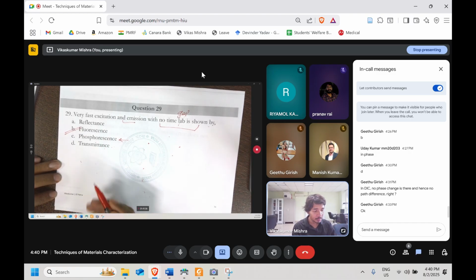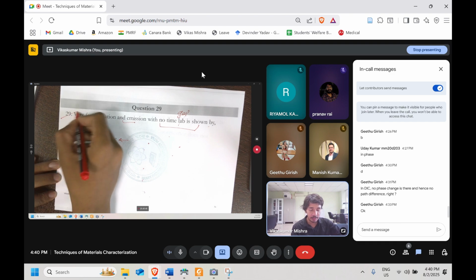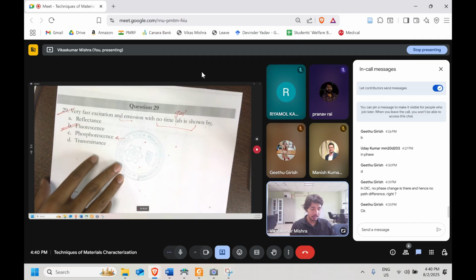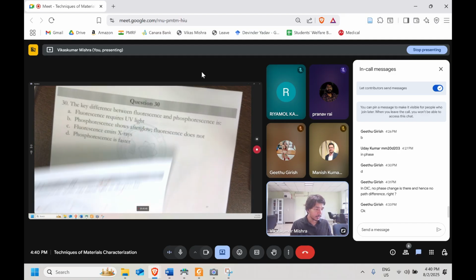Okay, so the answer B is the right answer in question number 29. Okay, you agree with me? If not, let me know. If there is no doubt in this one, let's move to the next question, question number 30.